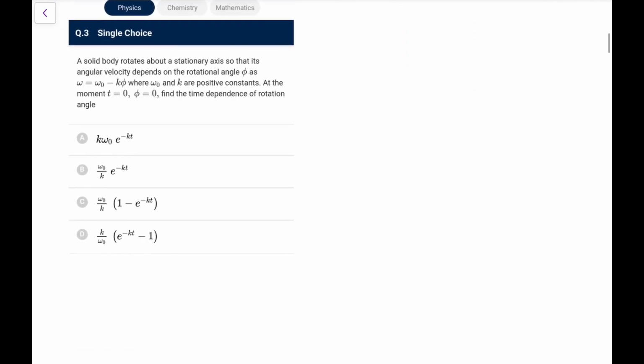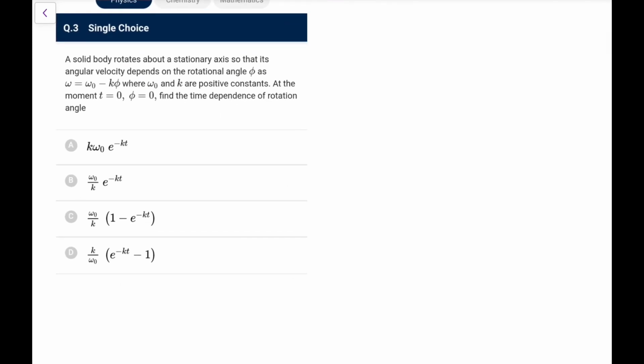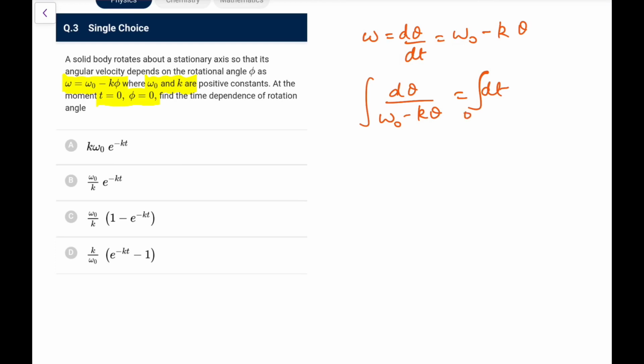Next one. A solid body rotates about a stationary axis so that the angular velocity depends on the angle like this: omega naught minus k theta, where omega naught and k are positive constants. At moment t equal to 0, phi was 0. Find the time dependence of the rotation angle. So omega is given as a function of theta, and you have to find theta as a function of t. I can write omega as d theta by dt, that is what you generally write, equals omega naught minus k theta. Phi is the rotation angle, so phi or theta, whatever you write. So d theta upon omega naught minus k theta is dt. This integration you all know.